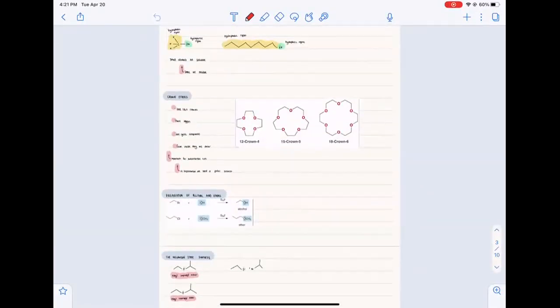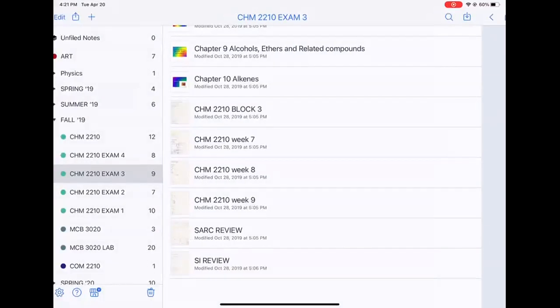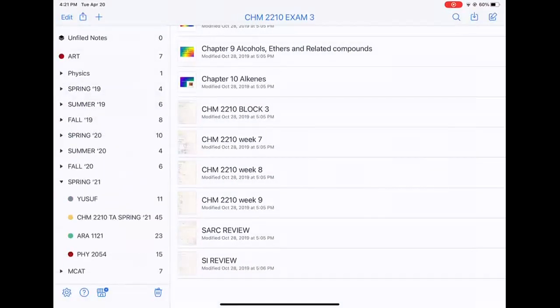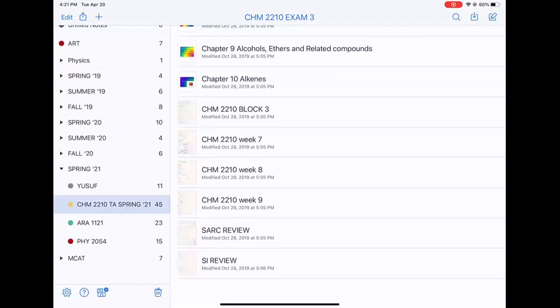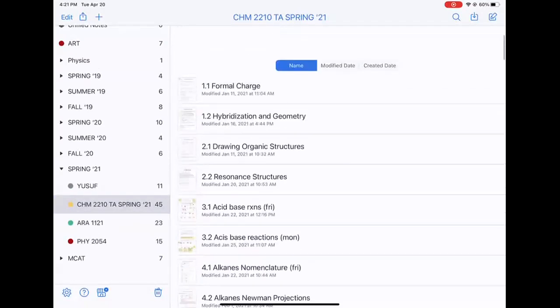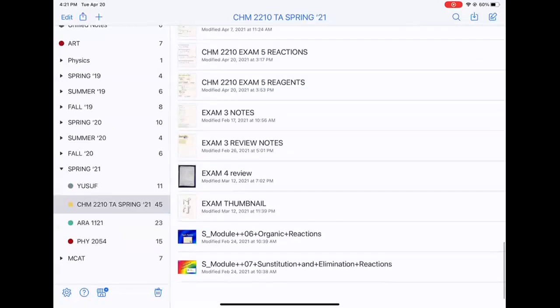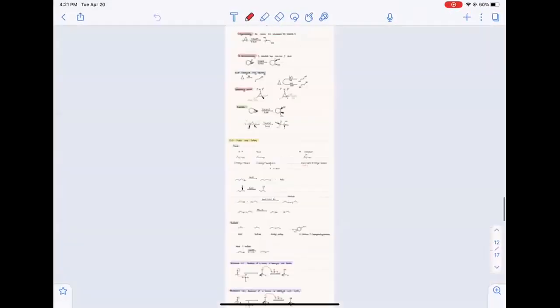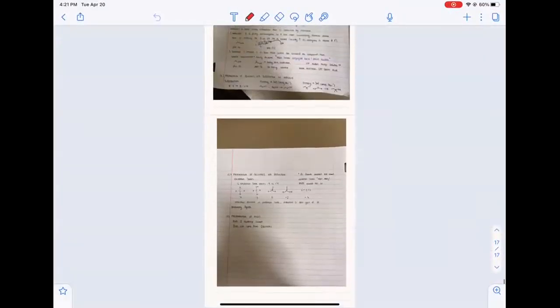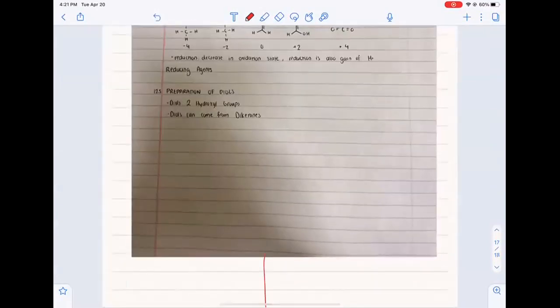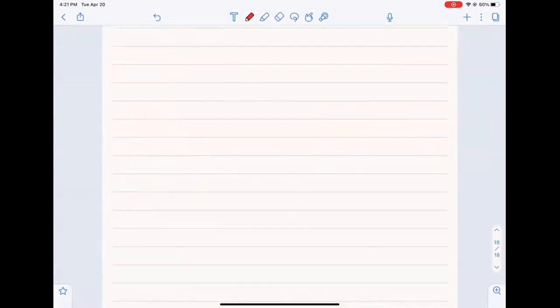Okay, so that is pretty much it then, I guess. Let's go ahead and open reagents. And let's see the question. Okay, so I guess I'll end the recording here.